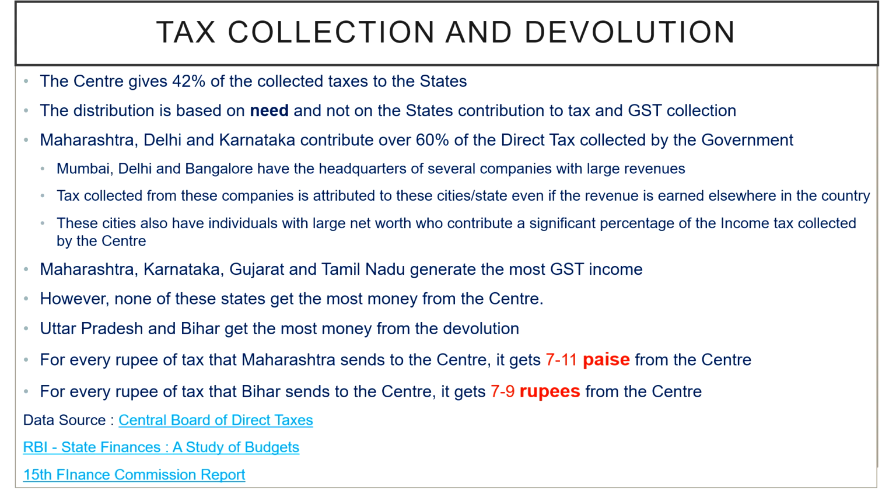These cities also have individuals with large net worth who contribute a significant percentage of the income tax collected by the center. Maharashtra, Karnataka, Gujarat, and Tamil Nadu generate the most GST income. However, none of these states get the most money from the center. Uttar Pradesh and Bihar get the most money from the devolution. For every rupee of tax that Maharashtra sends to the center, it gets 7 to 11 paise from the center. For every rupee of tax that Bihar sends to the center, it gets 7 to 9 rupees from the center.